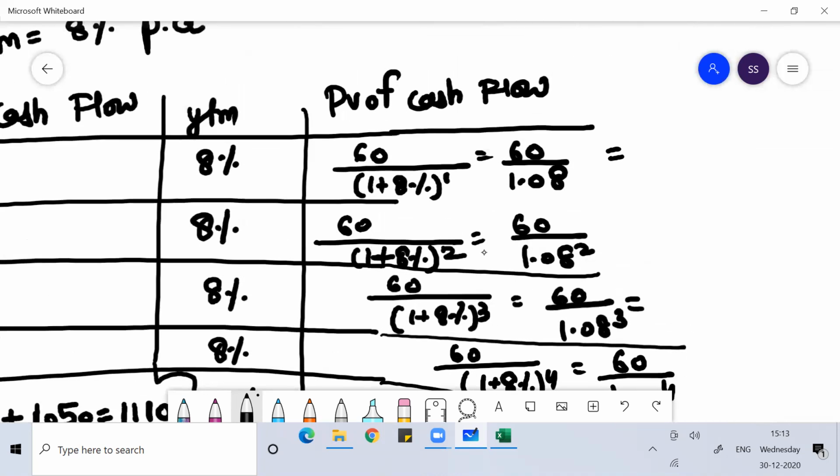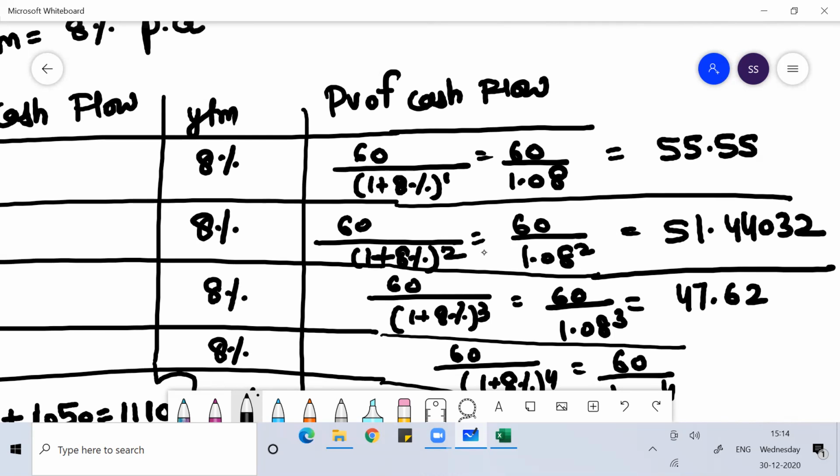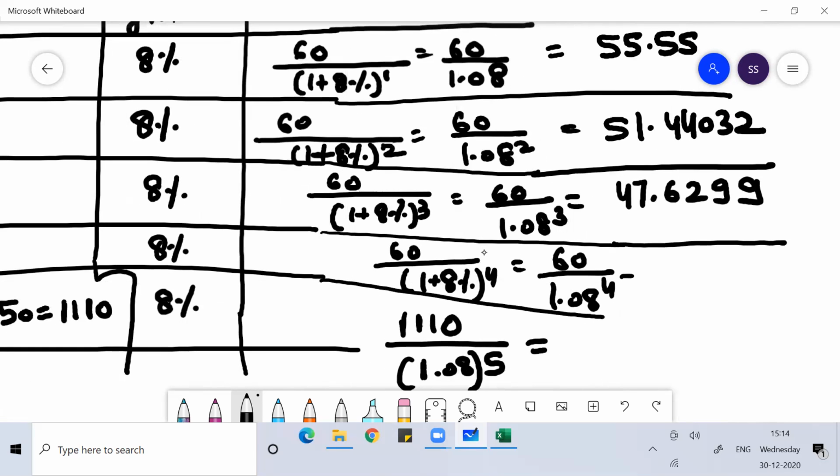I hope everyone understood this. So find the present value of all this. 60 divided by 1.08 is 55.555555. Then this is divided by 1.08 again, so this is 51.44032. Then this again divided by 1.08 is 47.6299. Again divided by 1.08, that is 44.10179.